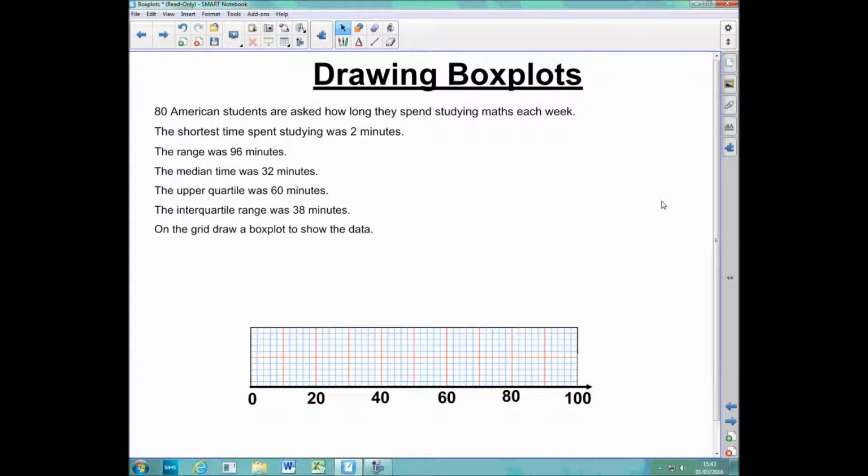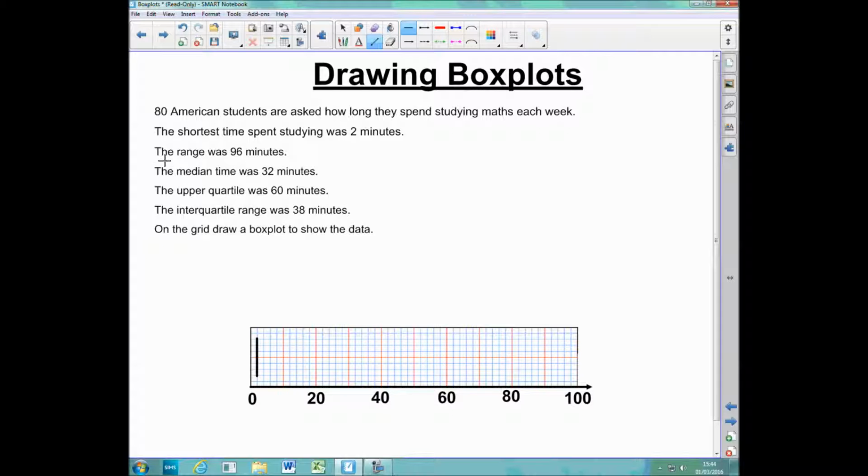So this first question is giving you a list of data, and you're asked to draw a box plot from it. So the data is about 80 American students, and they are asked how long they spend studying maths each week. Now, the second line in this list says that the shortest time spent studying was 2 minutes. Now, if you remember, the shortest or the smallest value is our first line on our box plot. So we're going to draw that in here. Now, notice that my scale is going up in 2s, so 2 minutes sits on my first line.